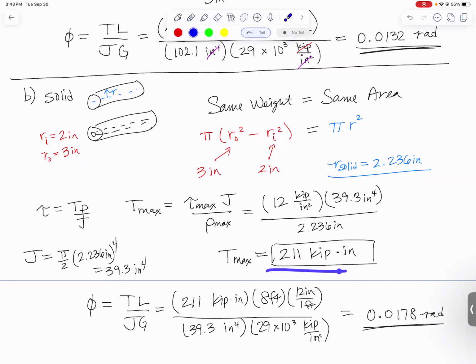We're applying less torque and getting more twist than we did with our hollow shaft. So the hollow shaft can handle more torque without failing, and it will also twist less than the same exact material in a solid shaft.